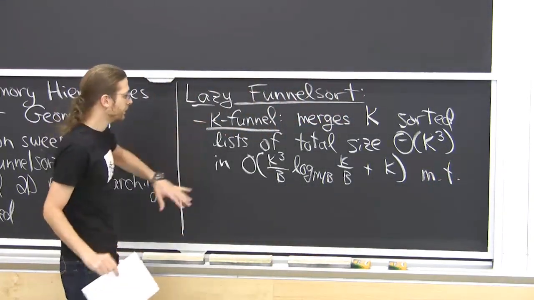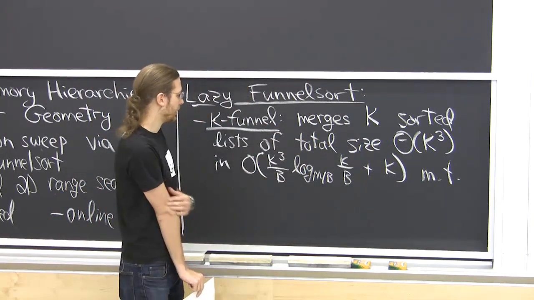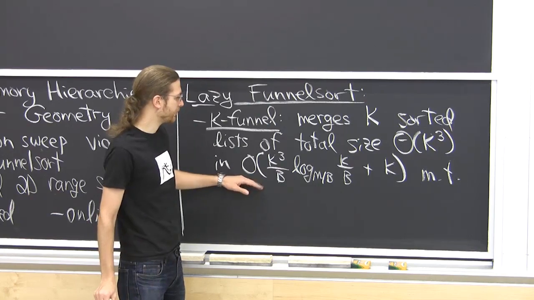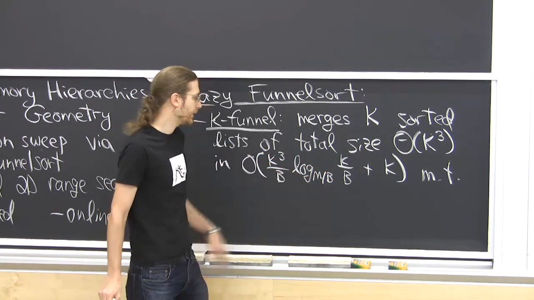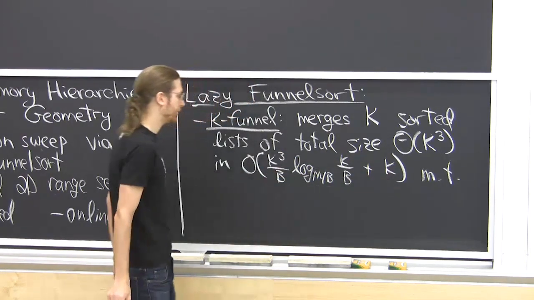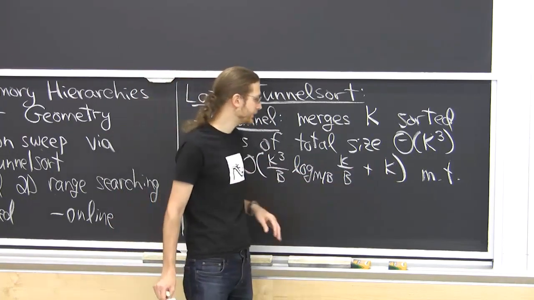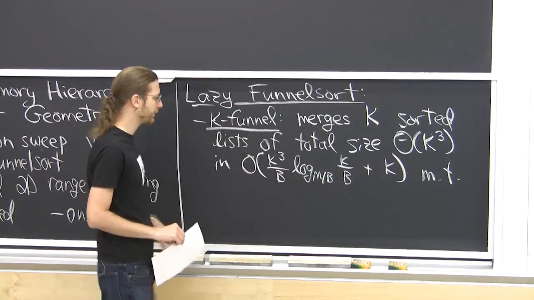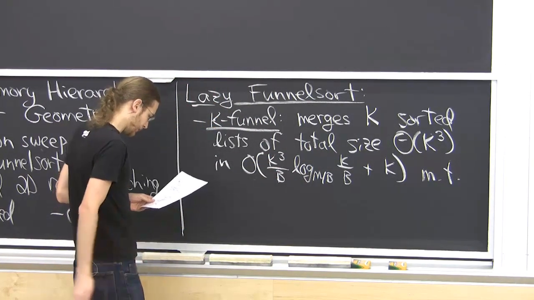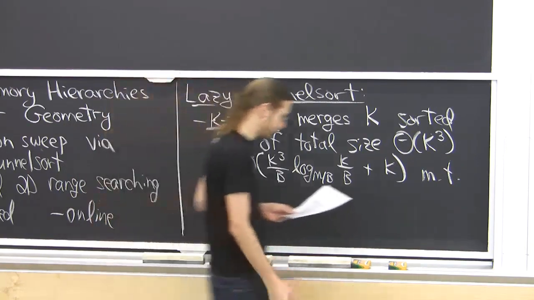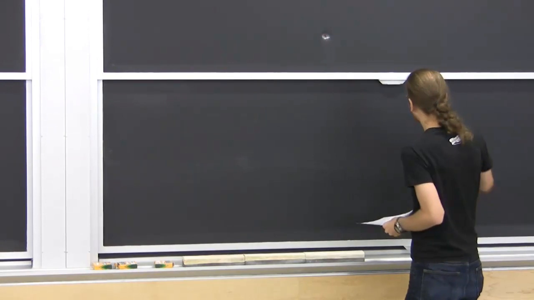So k-funnel: k sorted lists, total size k cubed, the number of memory transfers to merge them is k cubed over b times log base m over b of k cubed over b. There's a plus k term, and when you plug this into an actual sorting algorithm, you need to think about that, but it's not a big deal, as usually this term will dominate. Okay, so let me show you how a funnel works. We're just going to go through the algorithmic part, and I won't analyze the number of memory transfers.